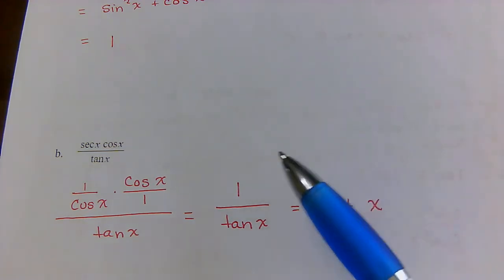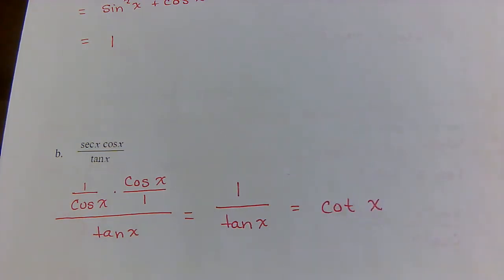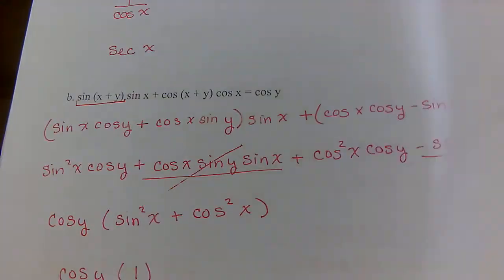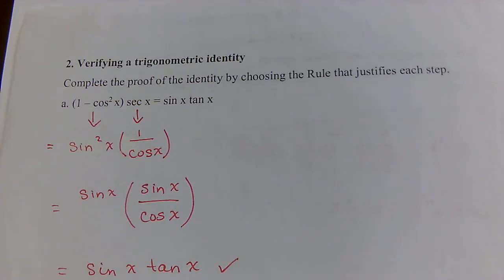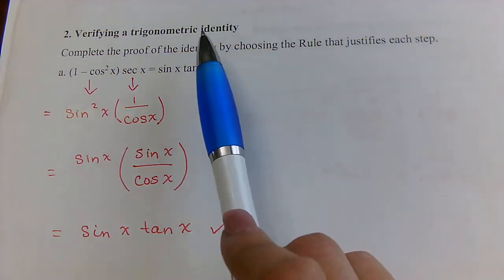Now, there are other ways you can do these problems. Just do the one that works, as long as you get the right answer at the end, it will be correct. Okay? Number 2, verifying the trig identity.